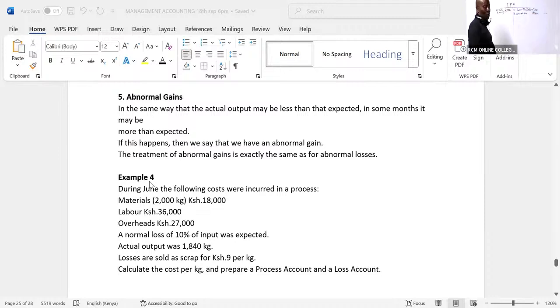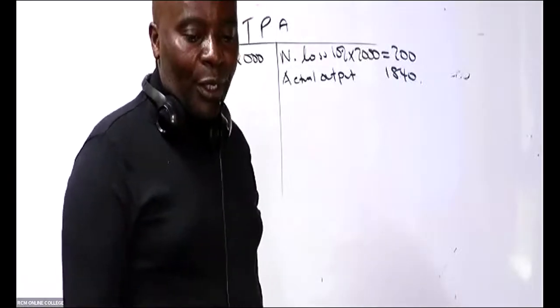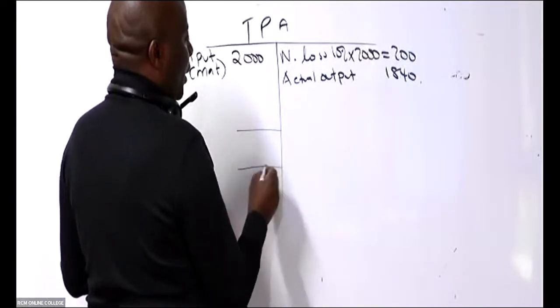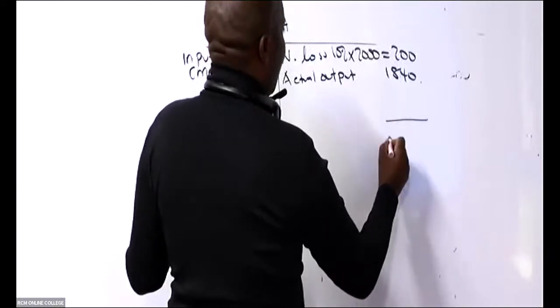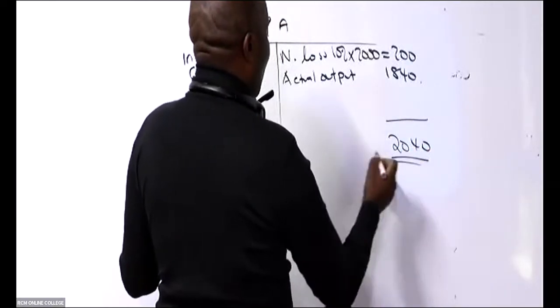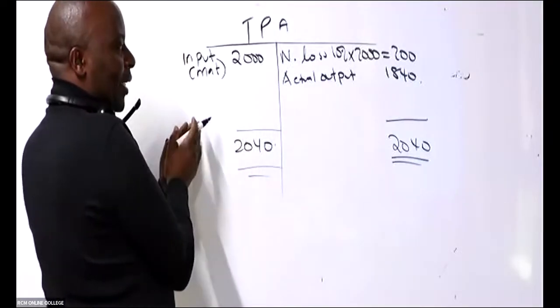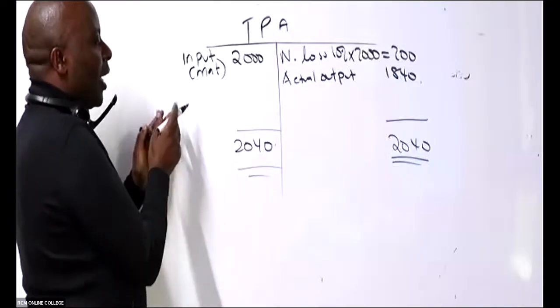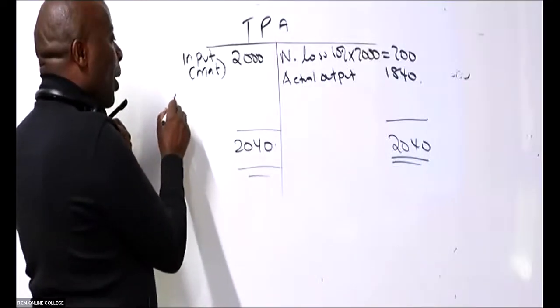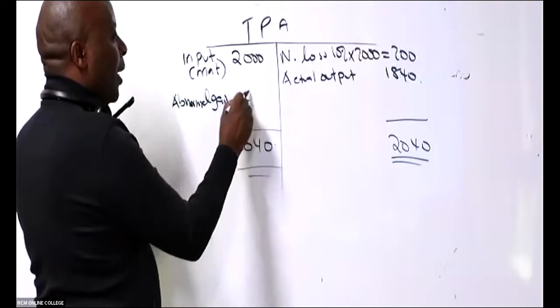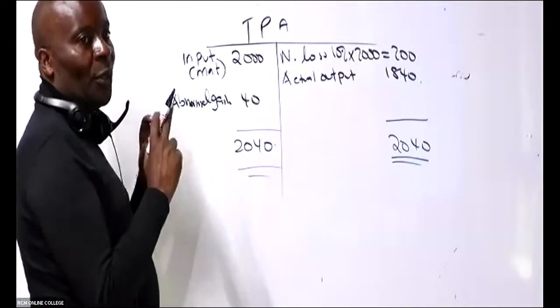So, that is it. Go ahead and do your balancing figure. In this case, if you're keen enough, you must have realized that this side is heavier. This side is 2040. So meaning that the balancing figure is coming here. If the balancing figure is coming here, then I will have what we call an abnormal gain. That's why we are debiting this side, and then we shall be able to credit.